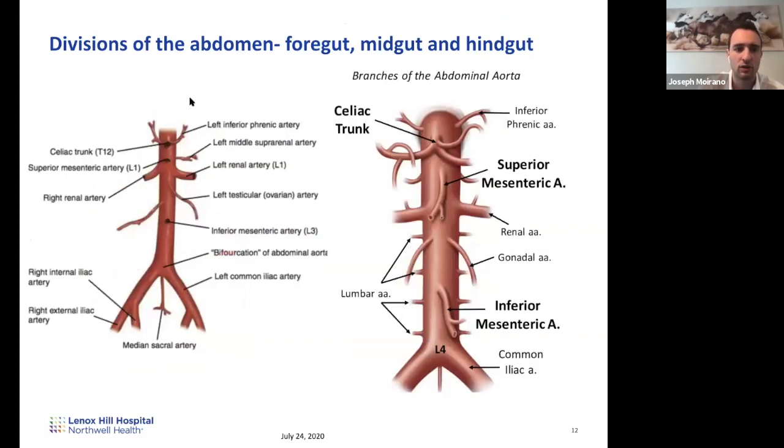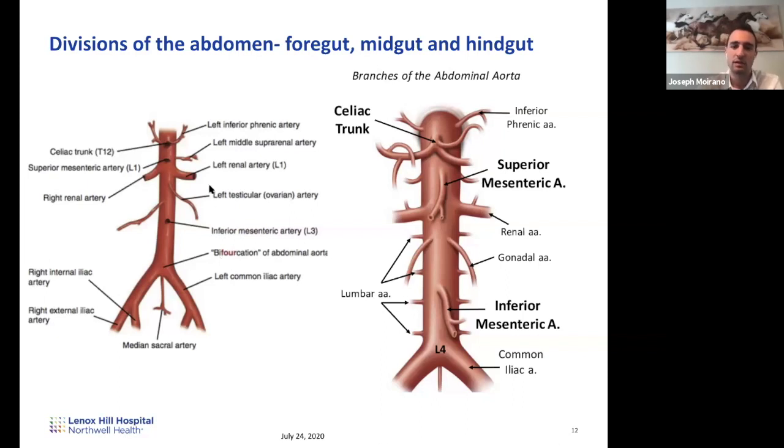Like I was saying before, the foregut is mainly supplied by the celiac trunk, which is right here around T12. The midgut is supplied by the superior mesenteric artery, which is a little bit below the celiac trunk, at about L1. The inferior mesenteric artery is slightly below the superior, around L3. Another common point to be aware of is the bifurcation of the abdominal aorta, which happens around L4. A good way to remember that is that it's bifurcation, so L4 is what's separating.